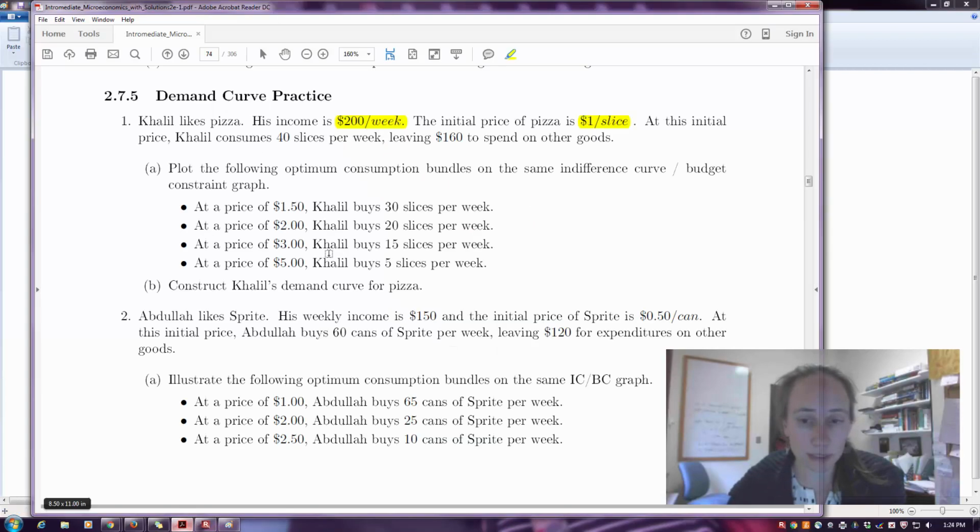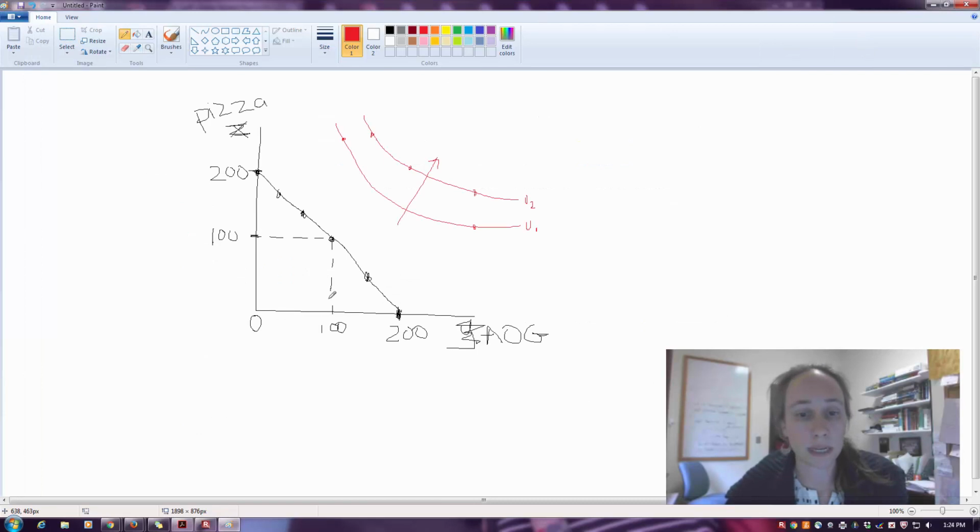Going back to this example, he decides that he wants 40 slices of pizza. It's a lot of pizza, but hey, it's rational. So we find pizza, 40, and that leaves him with $160 to spend on all other goods. Here's what he could have bought, and the red one is what he actually decided to buy. The way that looks with the indifference curves is that this is the point that is just tangent to his indifference curve.